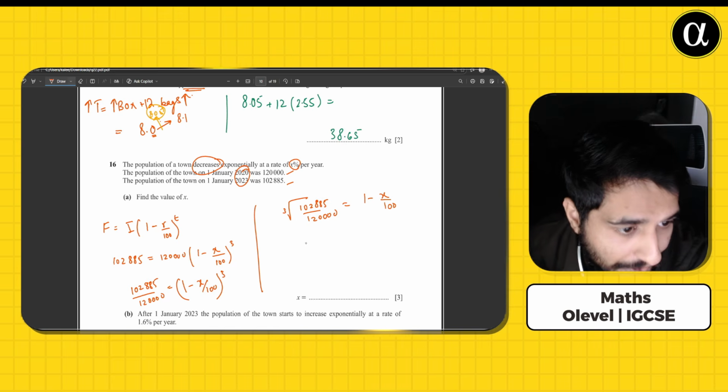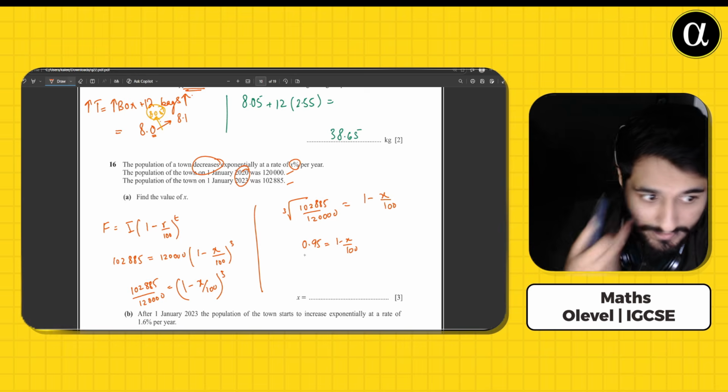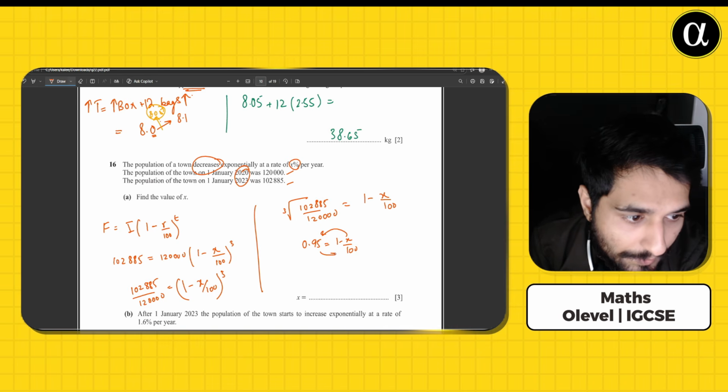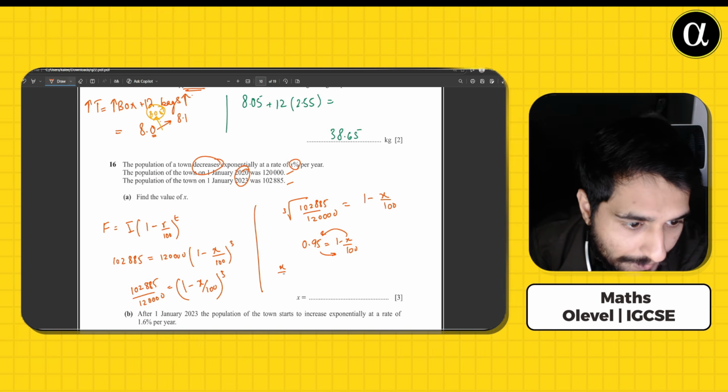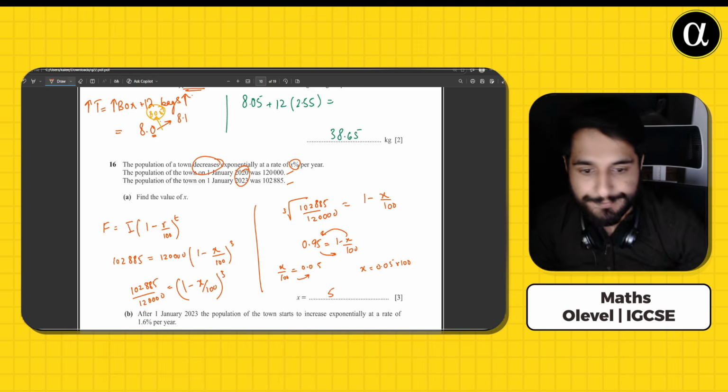This gives me 0.95 is equal to 1 minus x over 100, and we can move this over here and that on the other side. This would become x over 100 is equal to 0.05, and this will be multiplied. So the x value would be what? That would be 0.05 times 100, and this would become 5%.